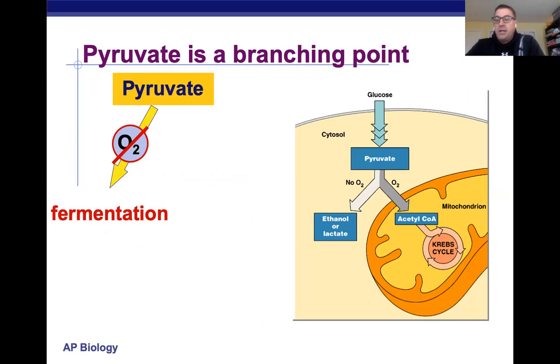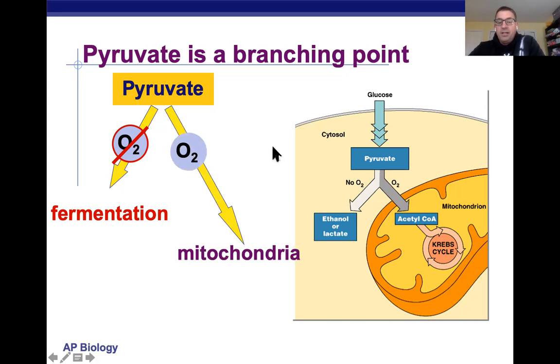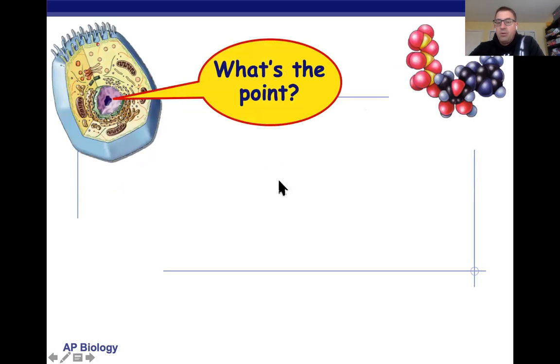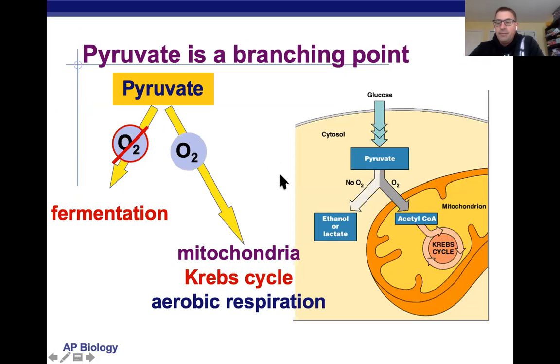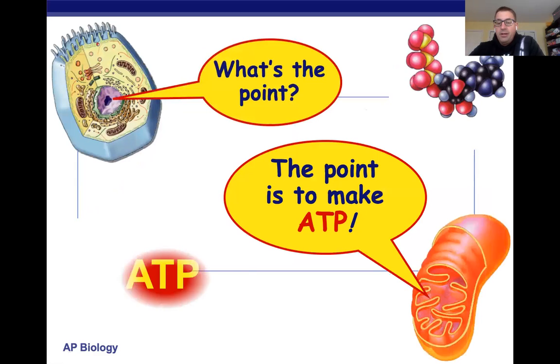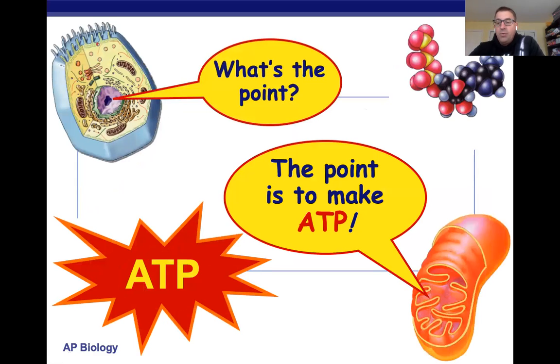If no oxygen is present or available for the cell, or if oxygen concentrations are low, then the cell will use fermentation. Or if the cell just doesn't have mitochondria or isn't capable of aerobic respiration, then it will carry out fermentation. If oxygen is available to the cell, then that pyruvate molecule will enter the mitochondria, go through the Krebs cycle, and the rest of aerobic respiration. Okay, so remember the point here is to make ATP, and we're going to see how that is done as we get into the Krebs cycle and the electron transport chain.